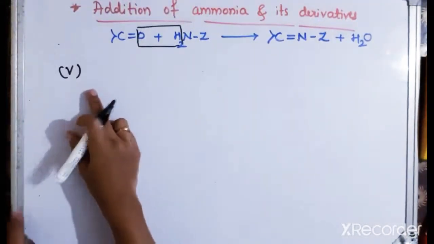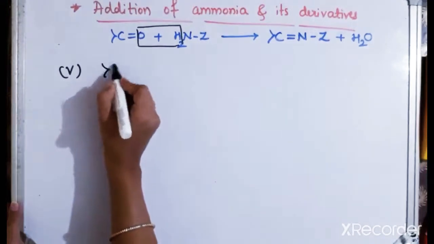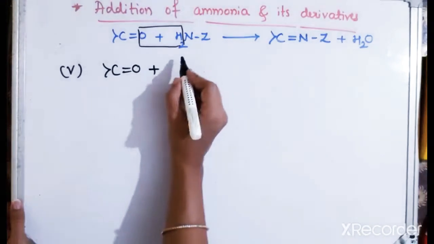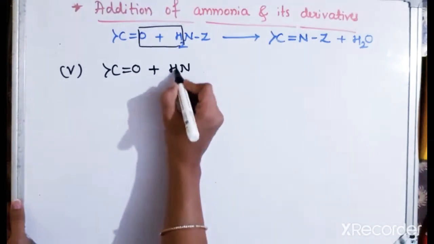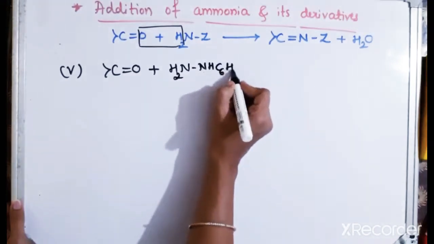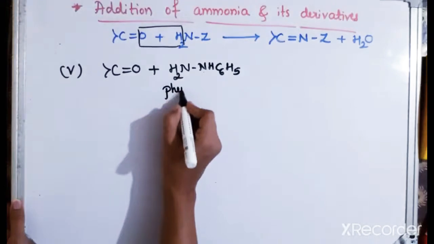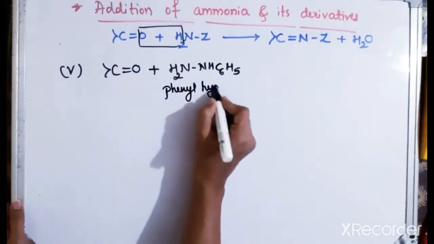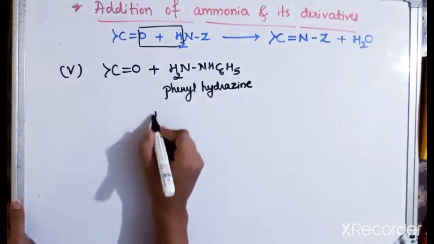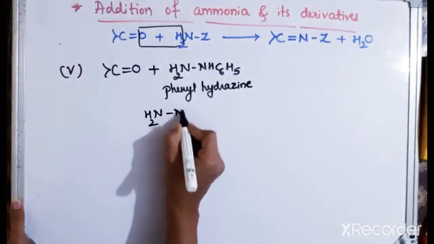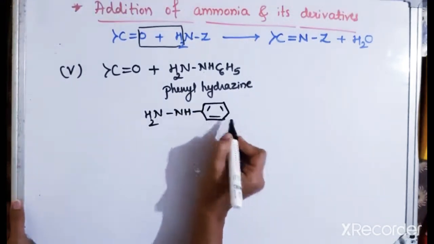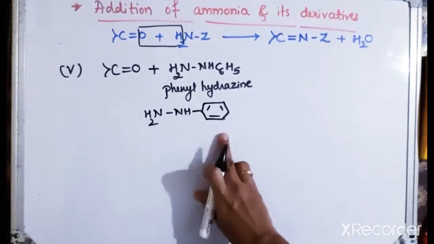The next reaction is the fifth one, that is the reaction with phenylhydrazine. Aldehydes and ketones react with phenylhydrazine. Phenylhydrazine is represented as, in place of Z we have NHC6H5. This is phenylhydrazine. Phenylhydrazine can also be written like this: NH2 NH C6H5, where C6H5 is nothing but the benzene ring. So this is phenylhydrazine.